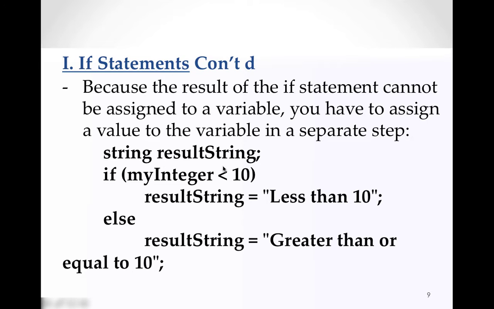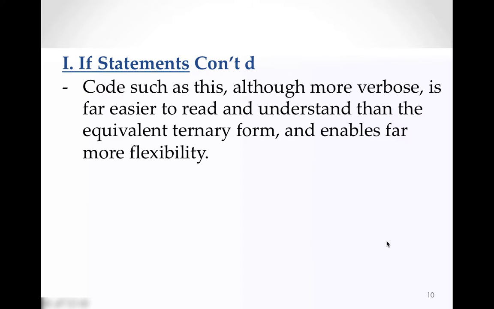String resultString. If myInteger is smaller than 10, resultString equals less than 10, else resultString equals greater than or equal to 10. Code such as this, although more verbose, is far easier to read and understand than the equivalent ternary form and enables far more flexibility.